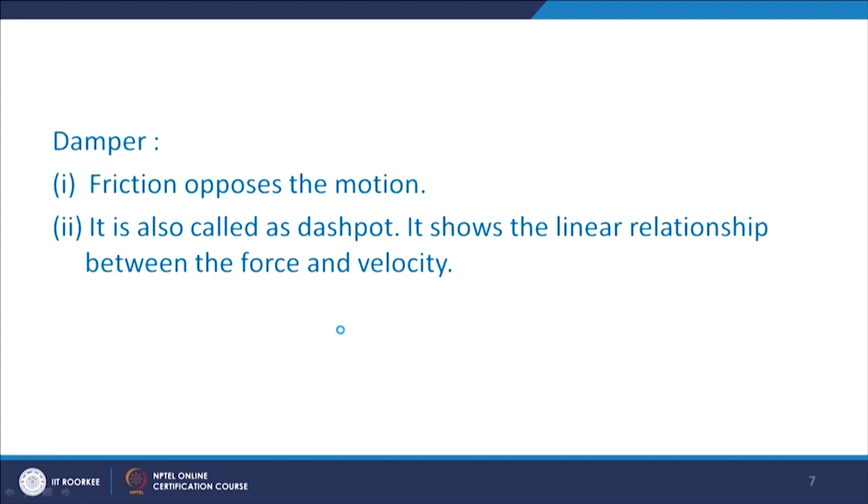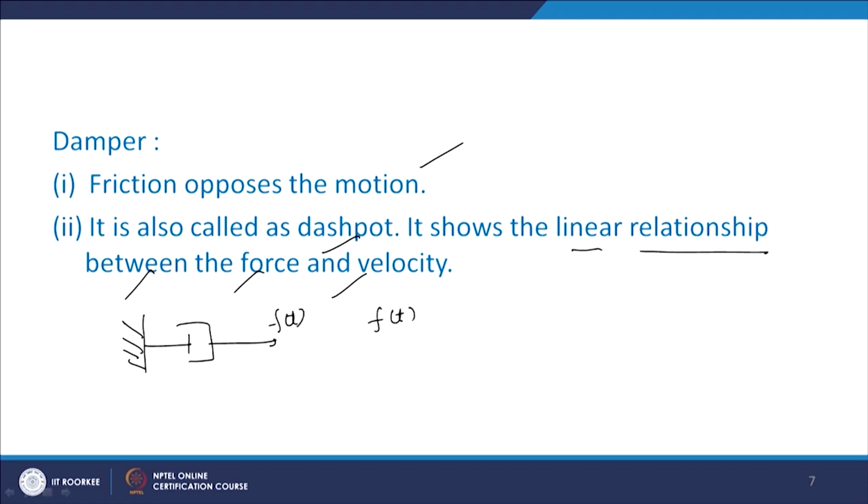Now come to the damper. A damper is just like friction, which opposes the motion. It is also called a dashpot. It shows a linear relationship between force and velocity. Now we represent it mathematically. With force F(t), F(t) equals B times dy(t)/dt. So this is the representation of mass, spring and damper.